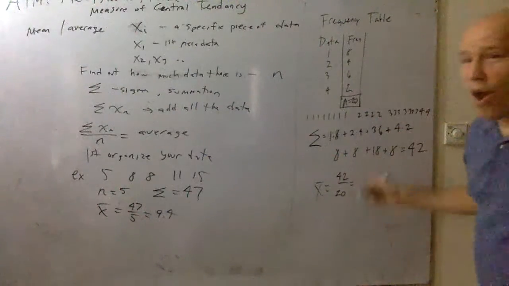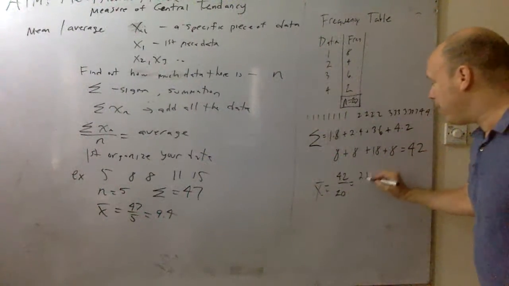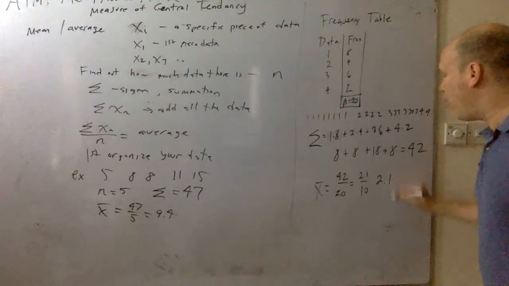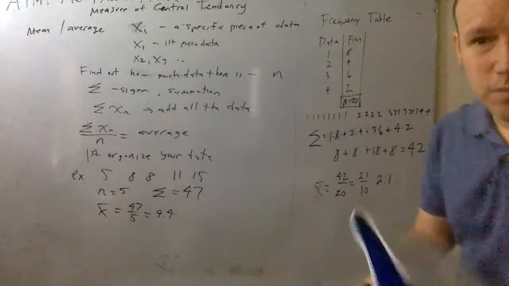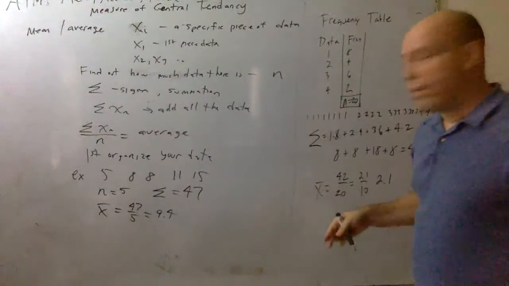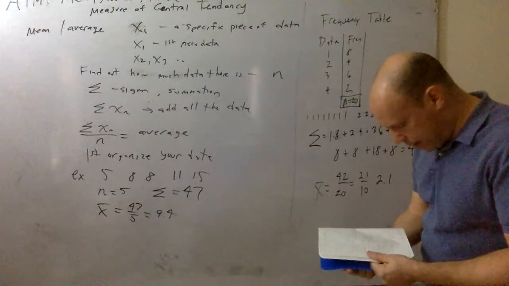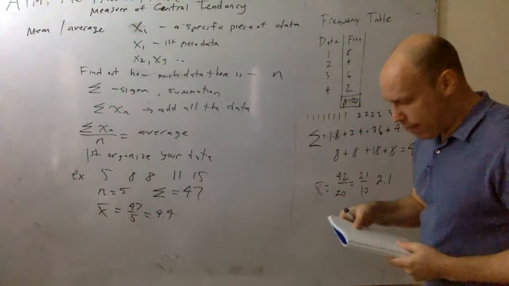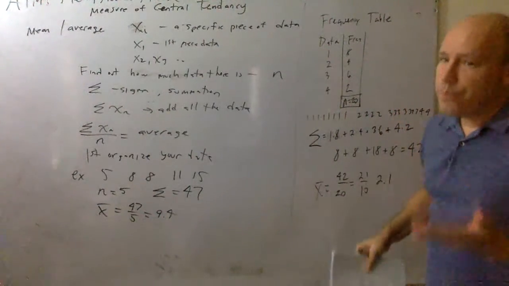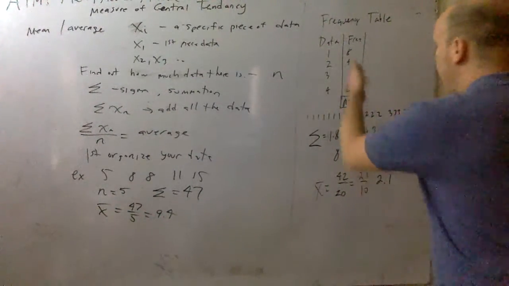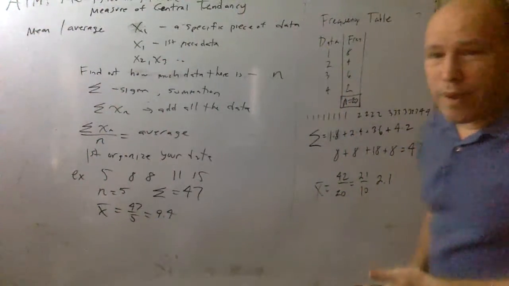Once again, this is all on the calculator. I'm doing this by hand. So let's see, 21 divided by 10, 2.1. On average, the 20 people rode the bus for 2.1 hours. Nice. As I said before, this goes in the calculator, obviously, and the calculator will give you all this information.